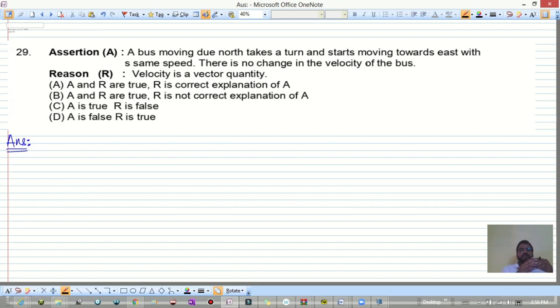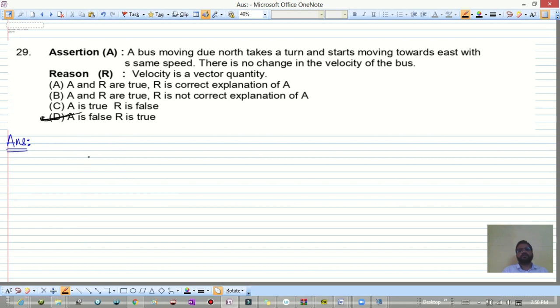What is the reason? Velocity is a vector quantity, right? So velocity is a vector quantity. R is true, assertion is false, but R is true. Yes, velocity is a vector quantity. So R is true is given only in this option. So that is the correct option then.